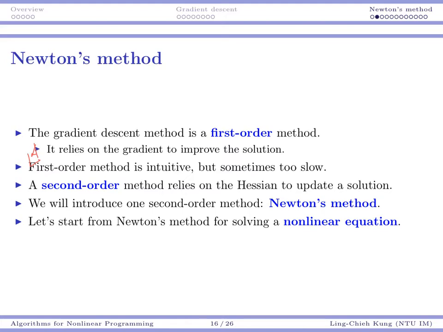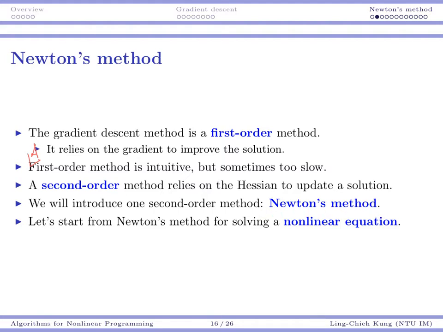So that's why some people would say, hey, how about we use a second order method instead of a first order one? That means how about we take a look at our Hessian to see if we may rely on the Hessian to update to a solution? And the idea turns out to be Newton's method.